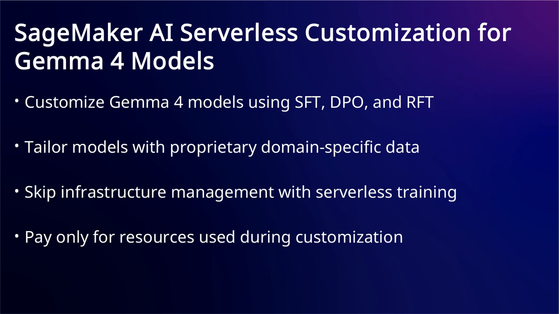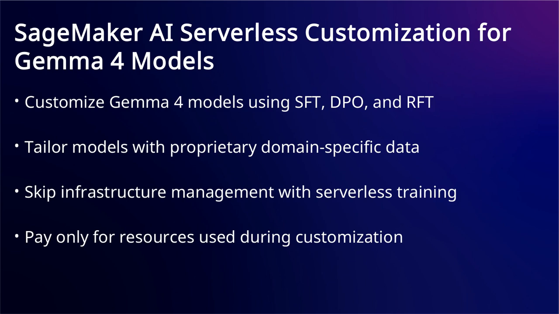Foundation models often lack the domain knowledge or organizational context needed for production use cases. You need to adapt these models to your workflows without managing training infrastructure. SageMaker AI now supports serverless customization for Gemma 4e, 4b, and 31b models from Google DeepMind. You can customize these models using supervised fine-tuning, direct preference optimization, and reinforcement fine-tuning techniques.